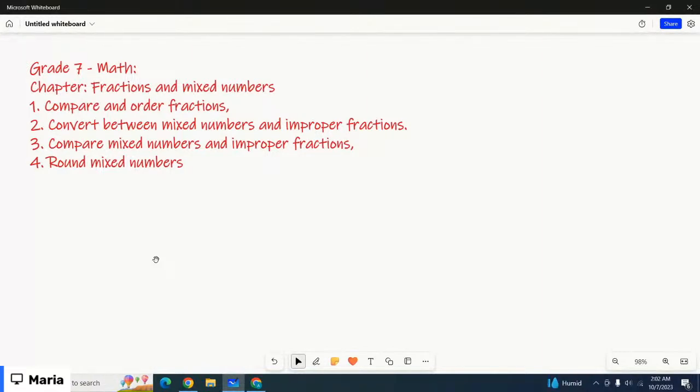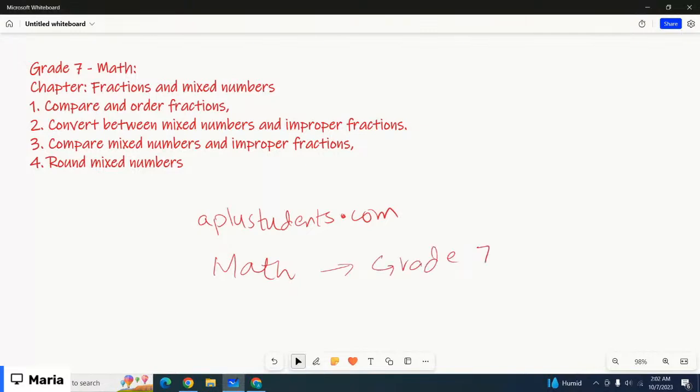We are here for grade 7 math. You can find all the lessons on aplusstudents.com. You have to log in there using your email address and password as provided by the administrator. Then select math from the subject tab, scroll down to grade 7, and click on view all lessons. There you can find a list of the chapters.